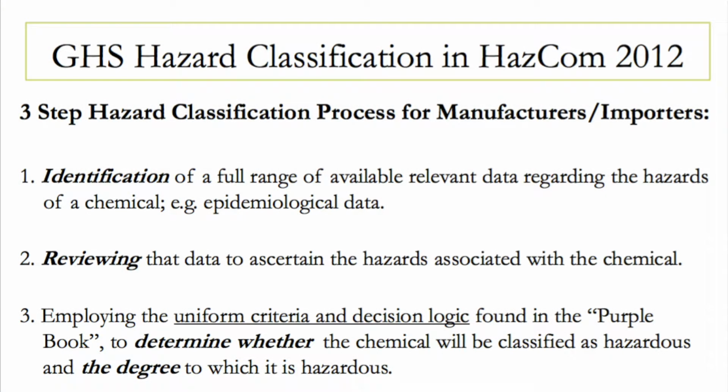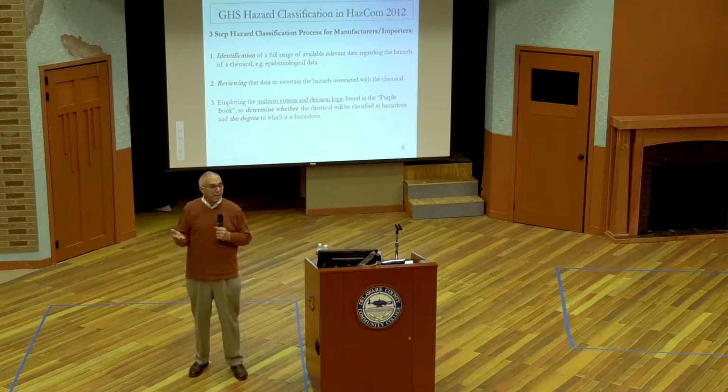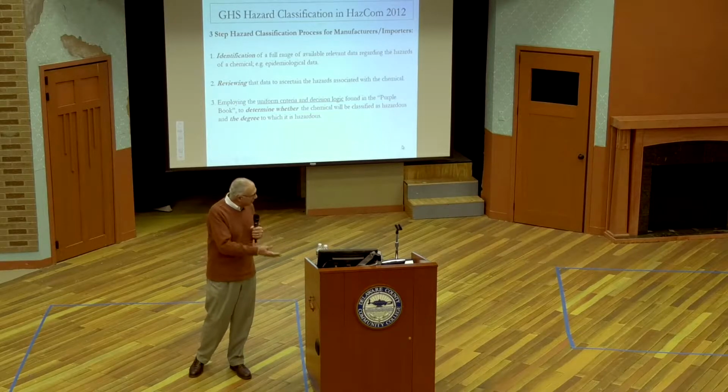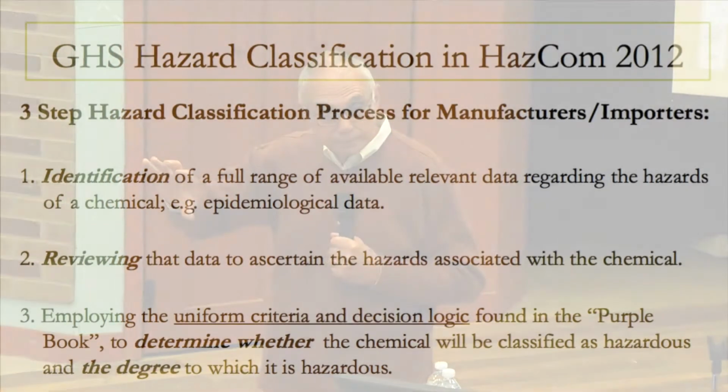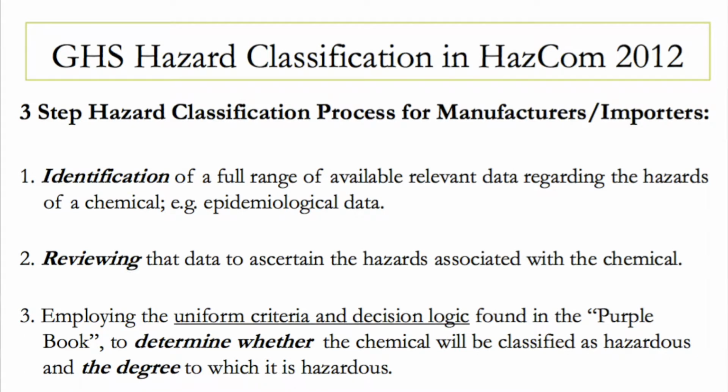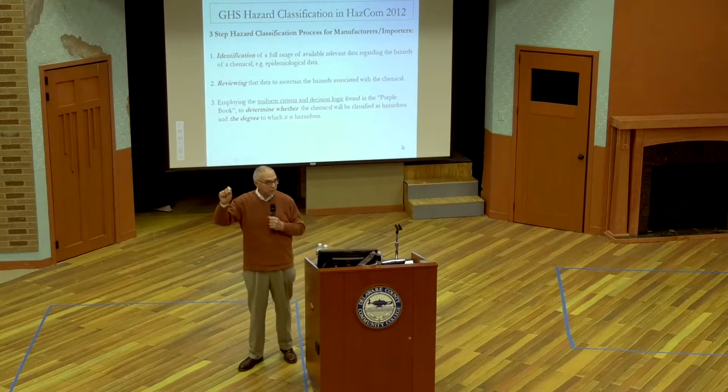But if you're a manufacturer or an importer, you actually have to go through this classification process, and it's a three-step process. First, you have to identify a full range of available, relevant, published data regarding the hazards of a chemical. If we were looking at health hazards, maybe epidemiological data is something we would look at. Or if we were looking at a physical hazard like flammability, there's other published data that we would look at. Then the next step is to review it, to ascertain the hazards associated with the chemical.